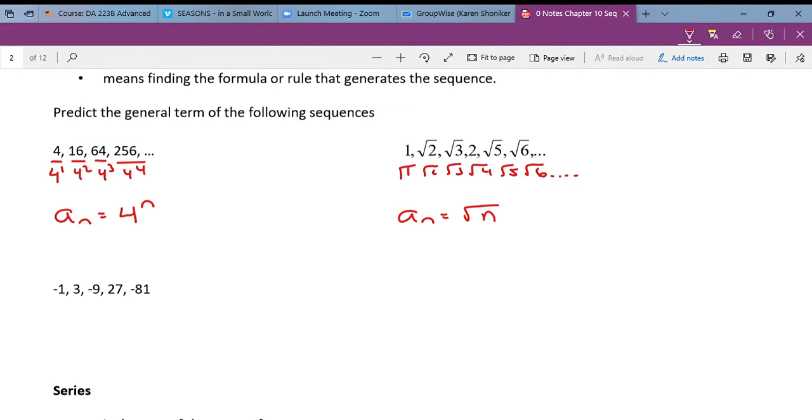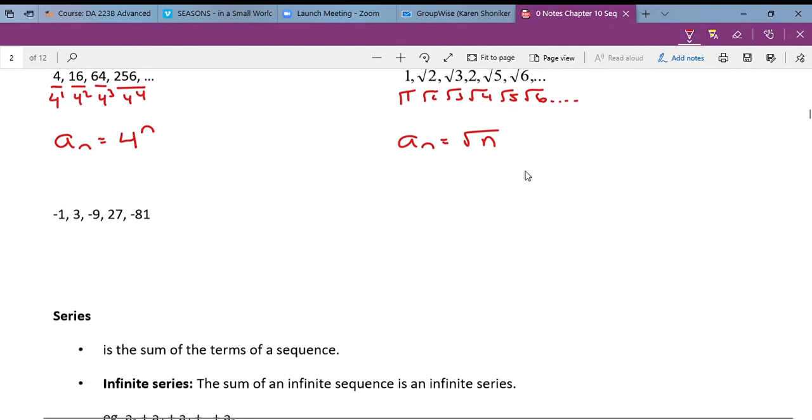All right, so the next one. This one I see that it's an alternating sequence. So I'm going to go a to the n, and then I'm going to go -1 to the n. So if I put in 1, it'll be a negative term. If I put in 2, it'll be a positive term, and so on and so forth.